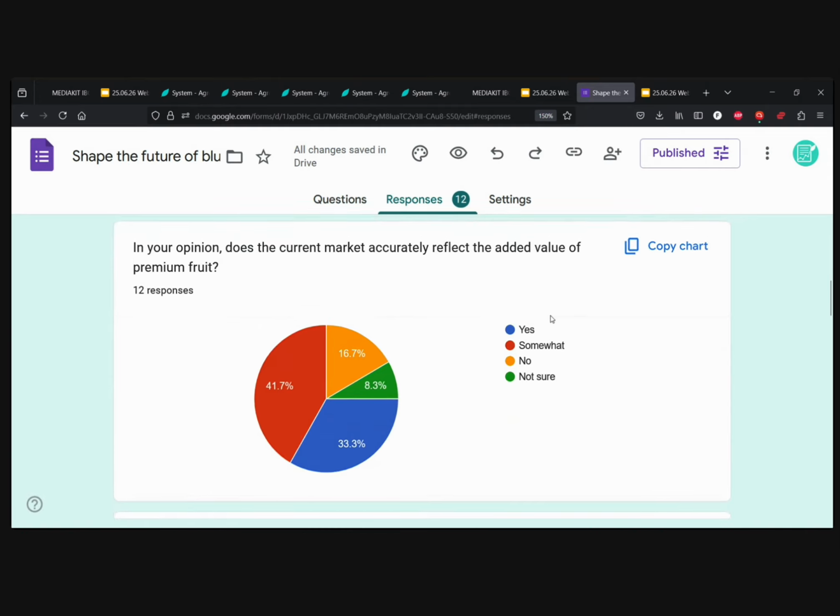In your opinion, does the current market accurately reflect the added value of premium fruit? And this is also interesting. A third believes that it does, 41.7% believes somewhat, and 16% believes no. So that's actually a pretty interesting mix.